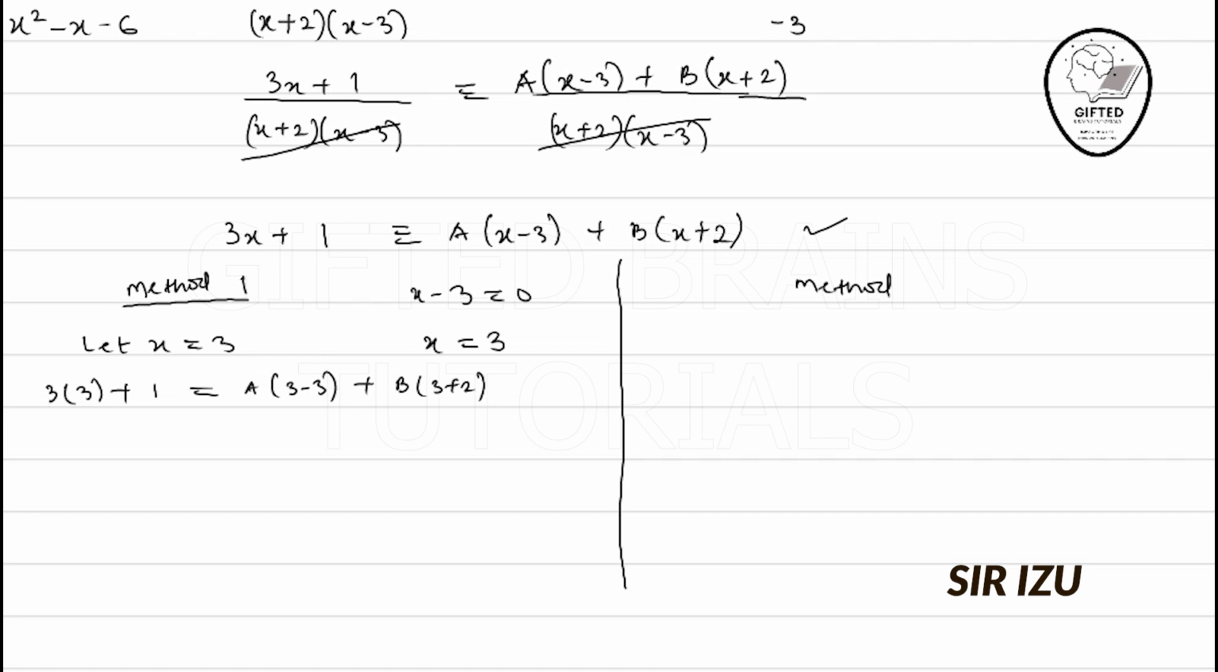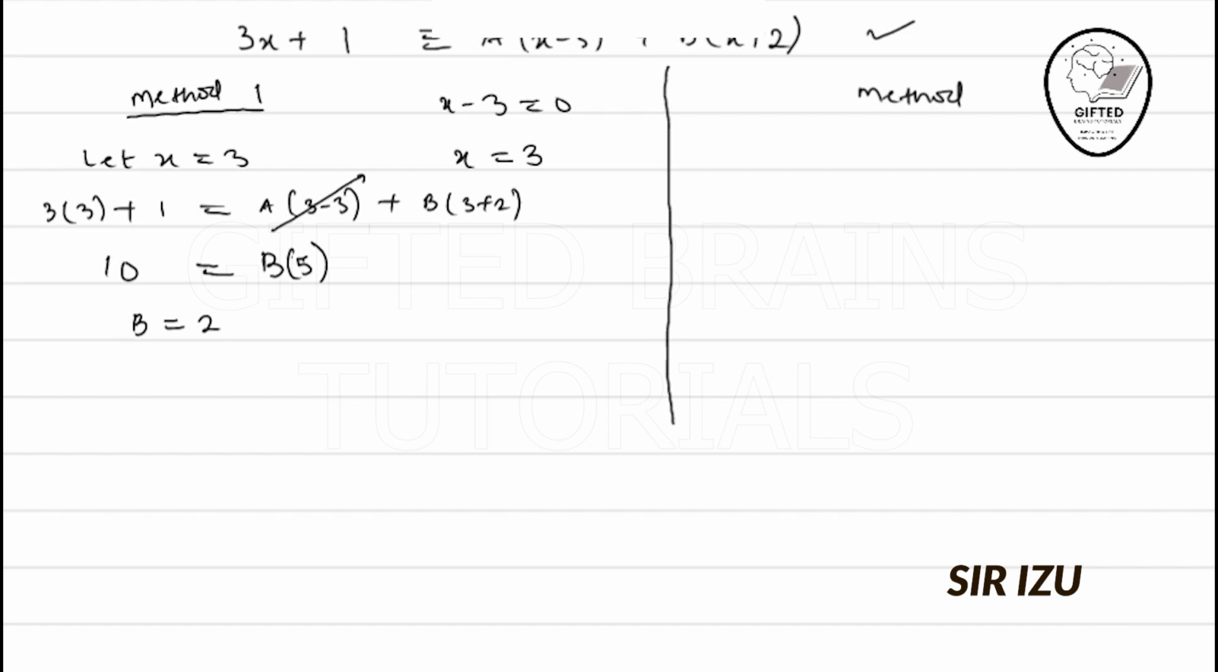Then at the end of the day, we have 10 on the left hand side is equal to a, we cancel out because 3 minus 3 is 0, b into 5. That's what we have. So on dividing both sides by 5, you get b equal to 2. The next thing to do is to take the second bracket, b into x plus 2, equate that x plus 2 to 0. If we do that, we get x being equal to minus 2.